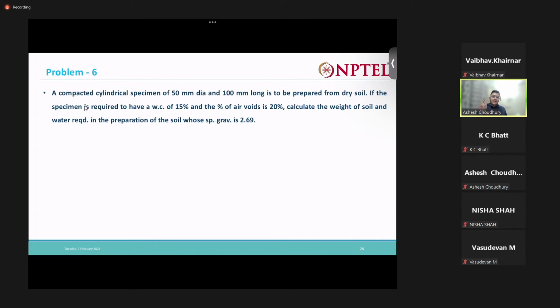So we have the criteria, and using those values, we will calculate the weight of the soil which we need to take and the amount of water that we need to take, so that we can make the soil sample. Also, the specific gravity of this soil is given. So let us see how to solve this.